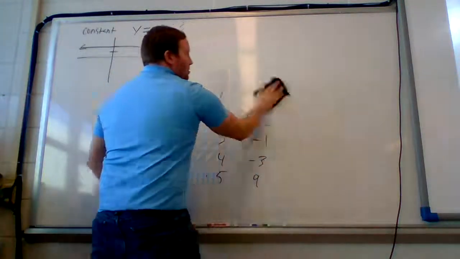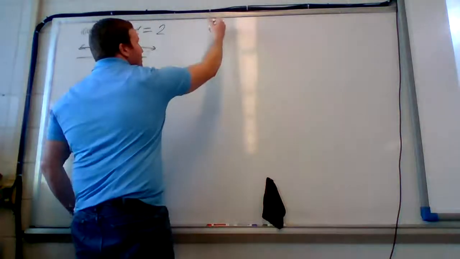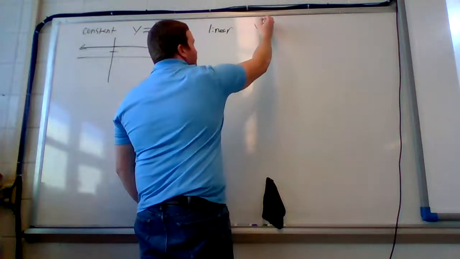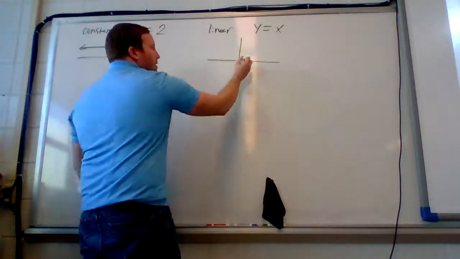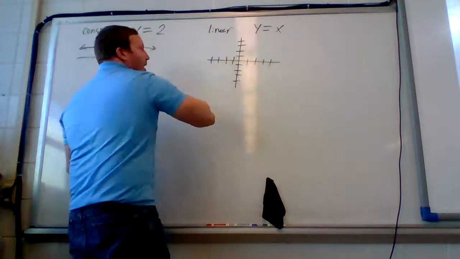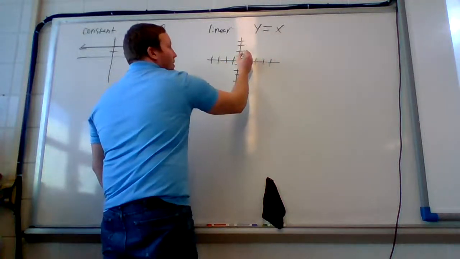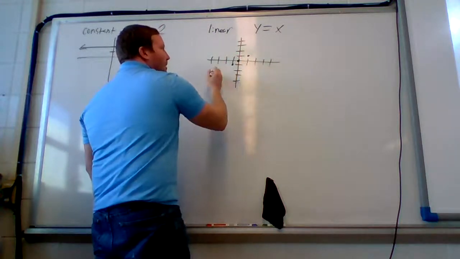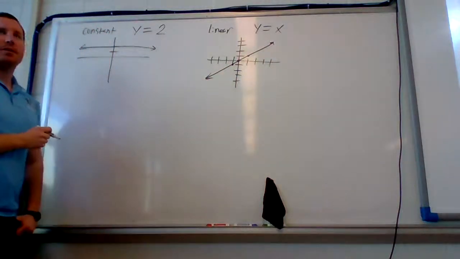Our next term, or our next degree, is linear. And so our linear function is just y equals x. That is the parent function for linear. Well, if y equals x, that means for every value of x, we have that same y value. So if I plug in 0 for x, y is also 0. So we pass through the origin. At 1, I'm at 1. At negative 1, I'm at negative 1. And the line looks like that. Okay.